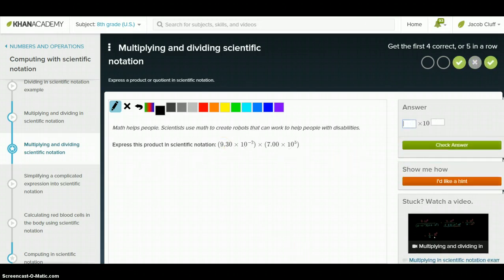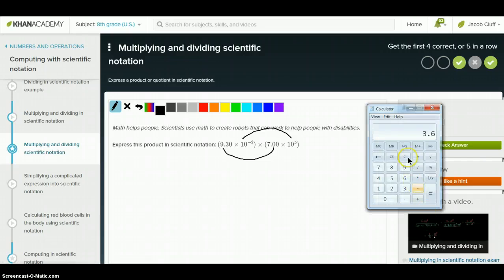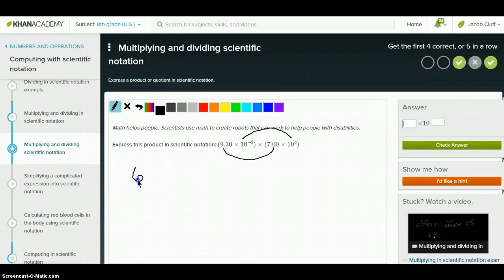Alright, so we got a similar one over here. So we're going to multiply the coefficients together, and then we're going to multiply that by the product of the base and exponents. Okay, so we have 9.3 times 7. So that's 65.1. And that's going to be multiplied by 10. Okay, so we have negative 2 and 5. So negative 2 plus 5 is 3.